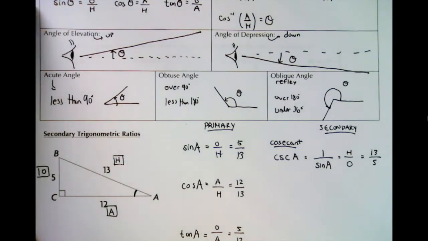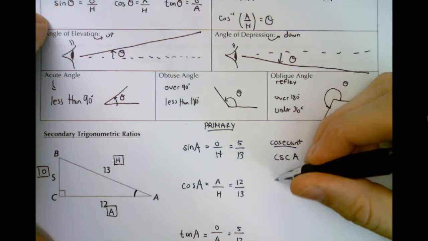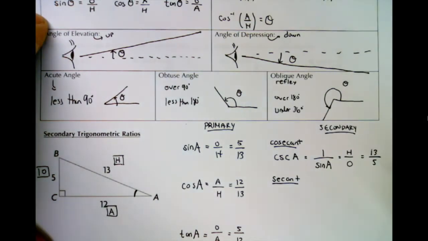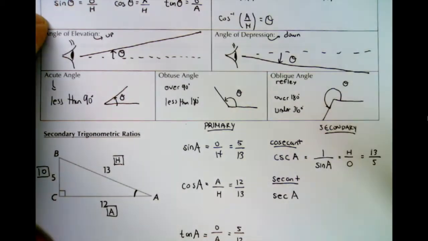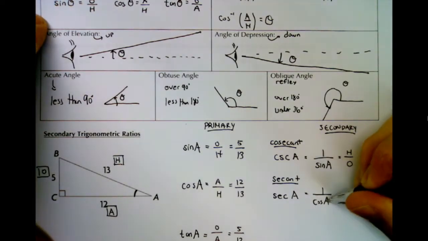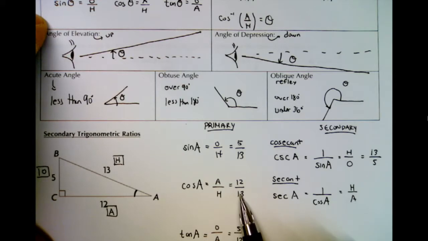You might be able to guess how we're going to get the other two secondary trig ratios. We're going to flip cos and we're going to flip tan. But what are they called? Well, the reciprocal of cos is called secant, and its designation is SEC. Secant of A is 1 over cos, which is H over A. And H over A would be 13 over 12.